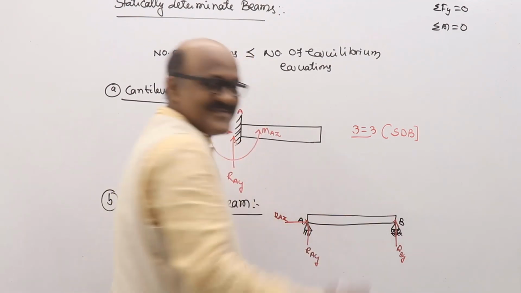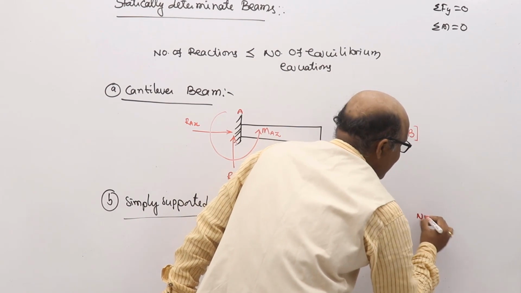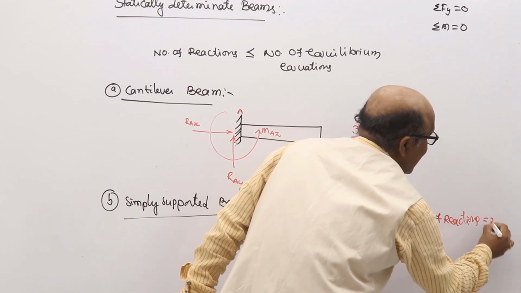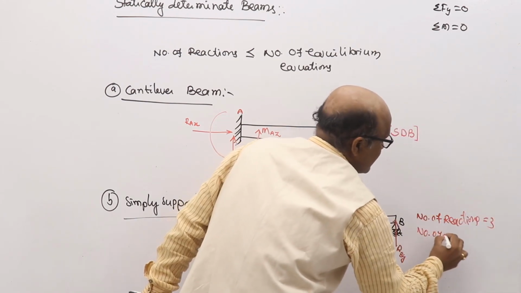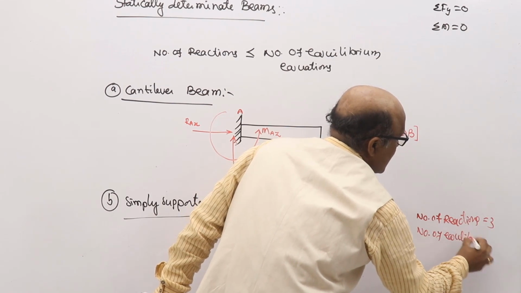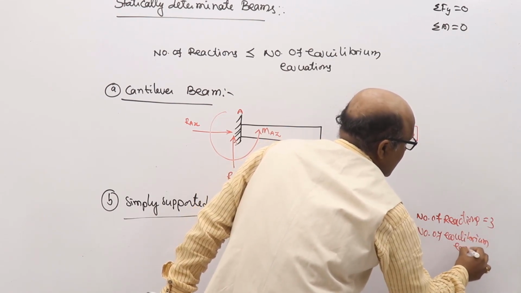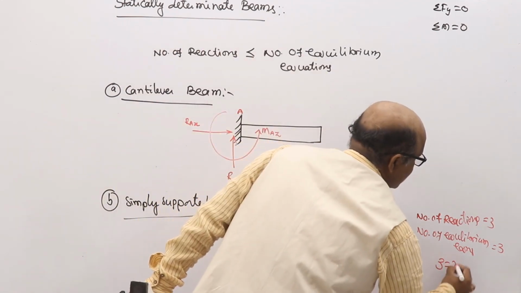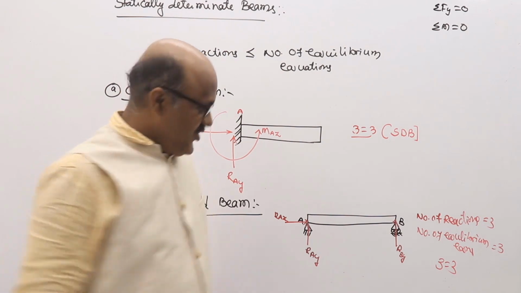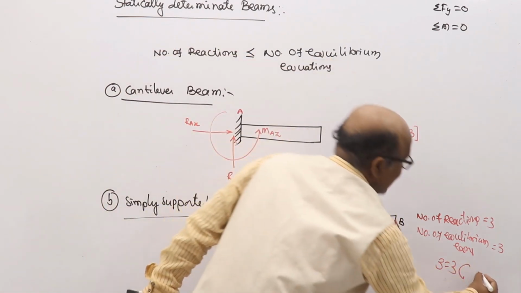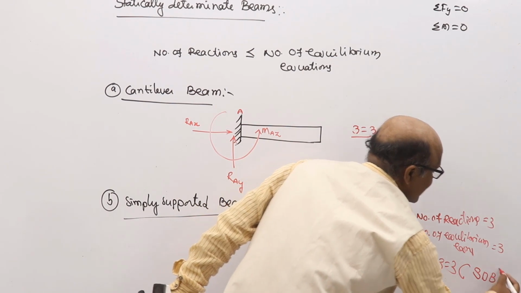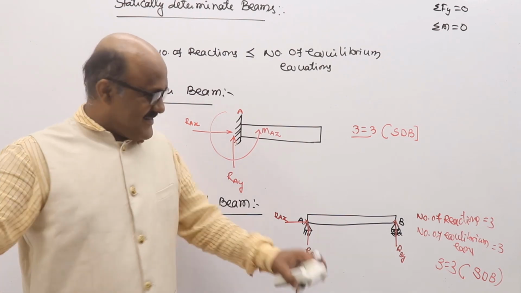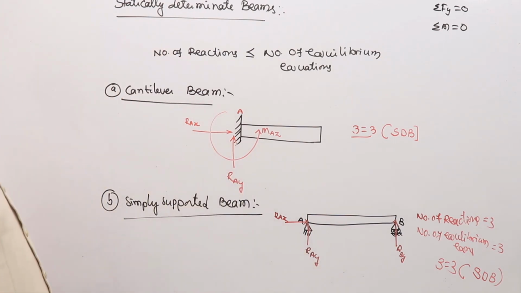How many reactions, my dear students? 1, 2, 3. Number of reactions is equal to 3. Number of equilibrium equations is equal to 3. So, 3 is equal to 3. Yes, this condition is satisfied. So, this beam is a statically determinate beam, my dear students. All of you clear or not? This is about the simply supported beam.